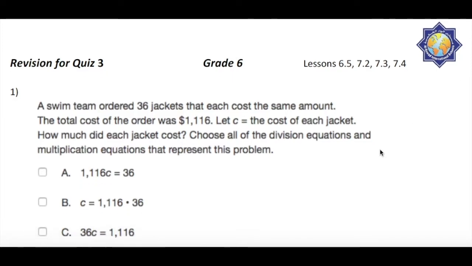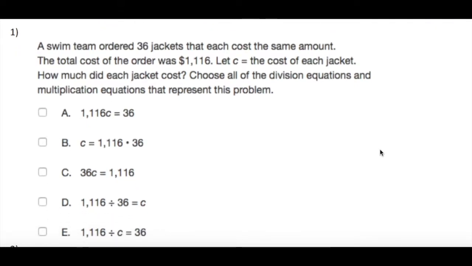Let us start with the first question. Listen. A swim team ordered 36 jackets that each cost the same amount. The total cost of the order was $1,116. Let C equal the cost of each jacket. How much did each jacket cost? Choose all of the division equations and multiplication equations that represent this problem.